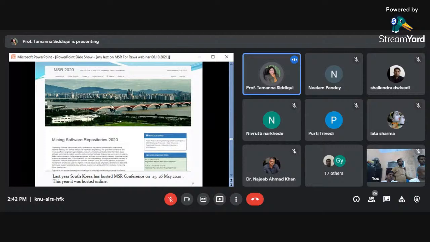I have taken the screenshot from the previous year, MSR 2020. It was held in Korea in 2020. So every year the conferences and workshops are organized in this field.